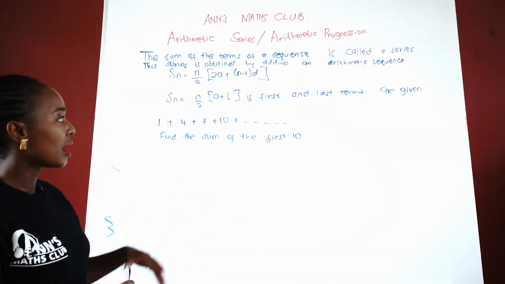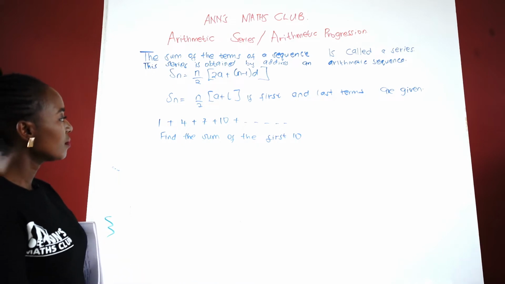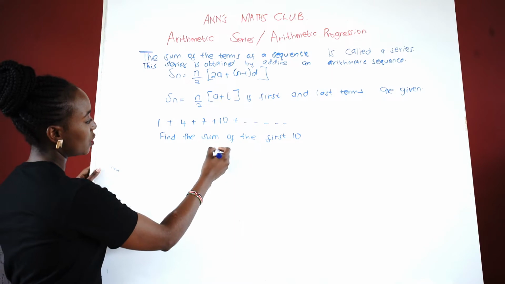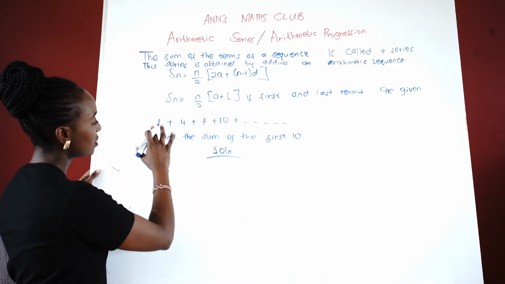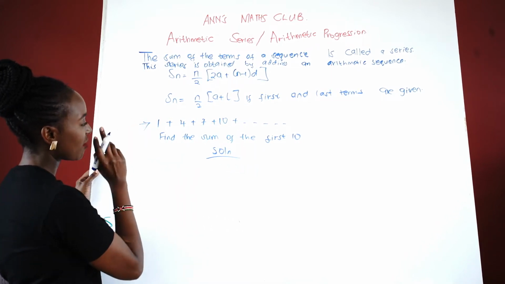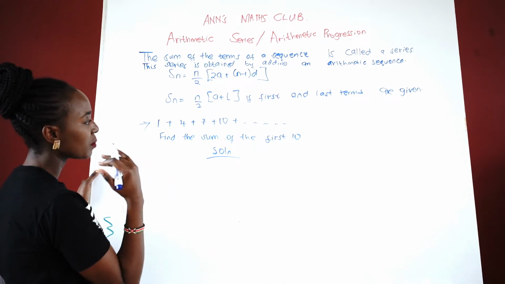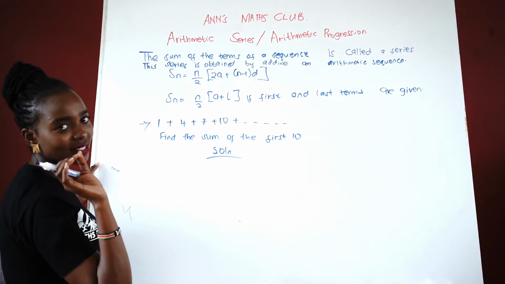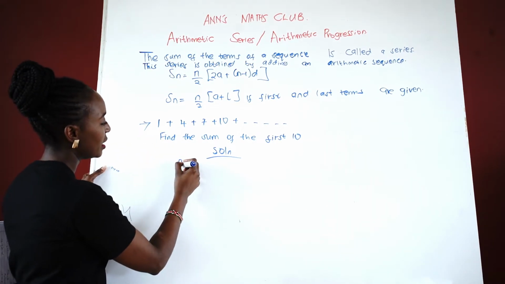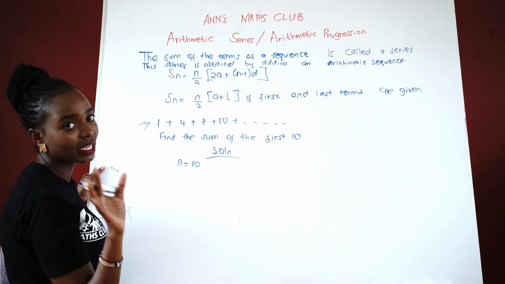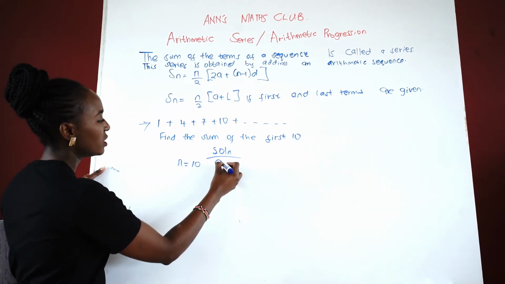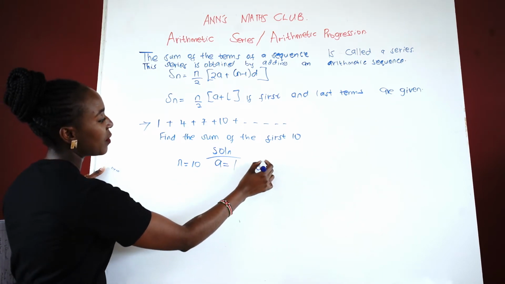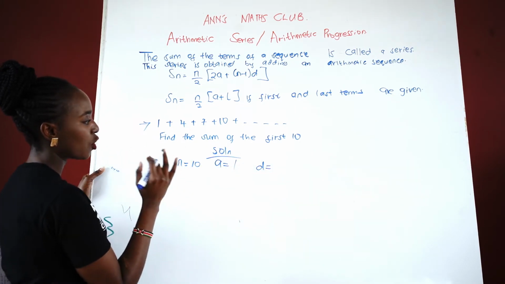So I'll go ahead and do an example, and we have the formula. Solution: we've been told this is the series: 1 plus 4 plus 7 plus 10 and so on. Find the sum of the first 10. So our n is 10 because we are looking for the first 10. And then our a, what is our a? Our a is the first term, which is 1, and then we need to find our d, the common difference.